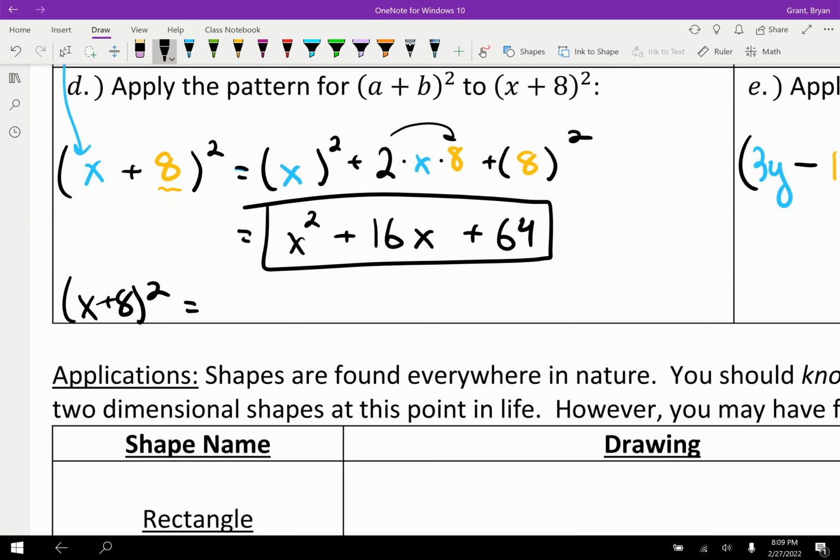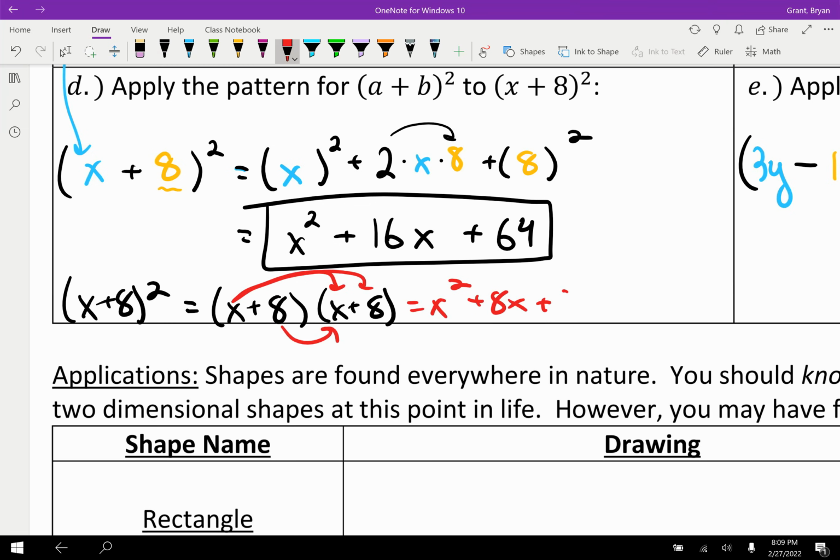Of course, we've been doing this for days now. X plus 8 squared is just x plus 8 times x plus 8. When we multiply, x times x is x squared, x times 8 is 8x, 8 times x is 8x, and 8 times 8 is 64. If you combine those like terms, can you see it's the same thing that we got up above? Potentially even with less hassle or a headache. Right? Not bad at all.